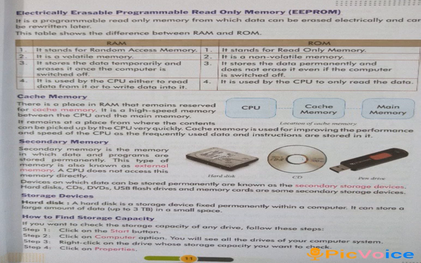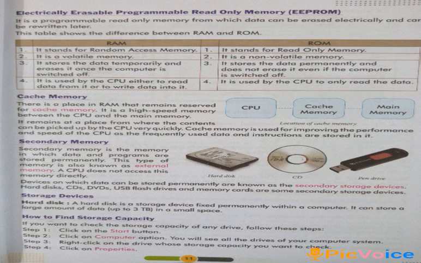Electrically erasable programmable read-only memory, or EEPROM. It is a programmable read-only memory from which data can be erased electrically and can be rewritten later. This table shows the difference between RAM and ROM.